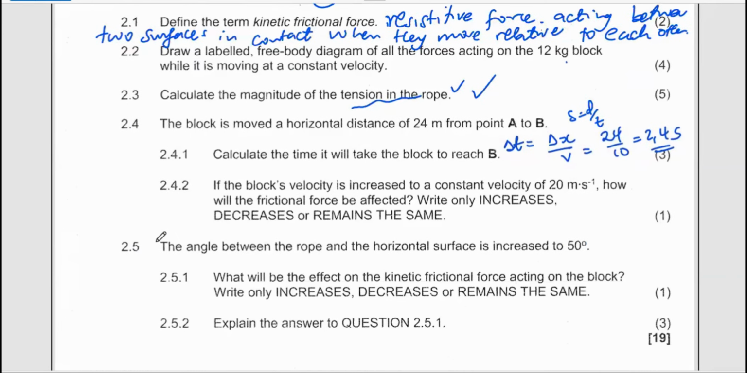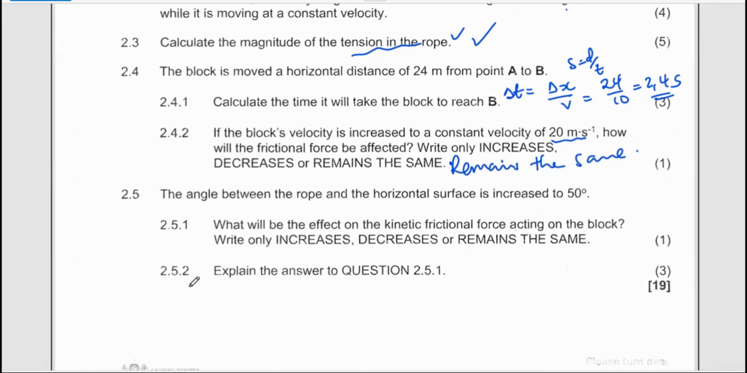Then 2.4. If the block's velocity is now increased to 20 meters per second, how will the frictional force be affected? I mean, increasing the velocity has no effect on the friction. The friction will basically stay the same. So we're going to say it remains the same.